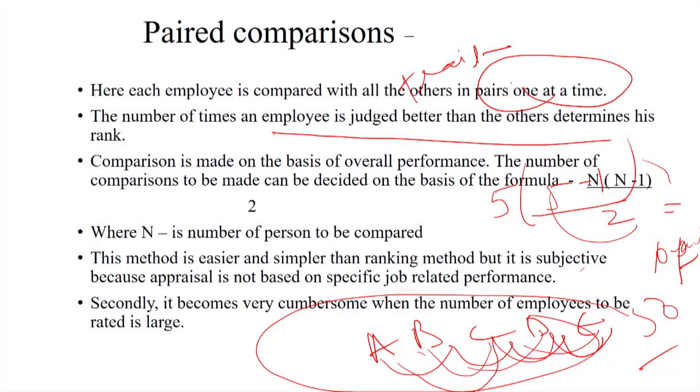So, this is slightly better than the ranking method, because in the ranking method we were just ranking the people as per their performance. But here in the case of paired comparison, every employee is compared with the other employee on a one-to-one basis and basically on one trait only. So, here we use the formula n(n minus 1) divided by 2 to find out the number of possible pairs, and as soon as the person gets better, he or she gets a score, and then at the end it is evaluated.